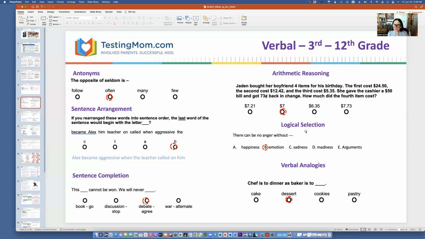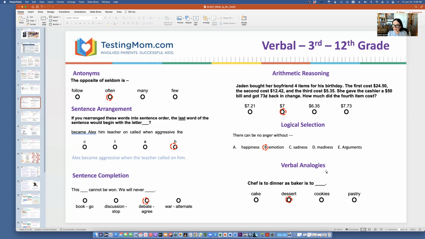And then logical selection is another type of question where a child has to just use logic to come up with what makes the most sense as an answer. So here, there can be no anger without happiness, emotion, sadness, madness, arguments. And the answer is emotion, because you have to have emotion to have anger.